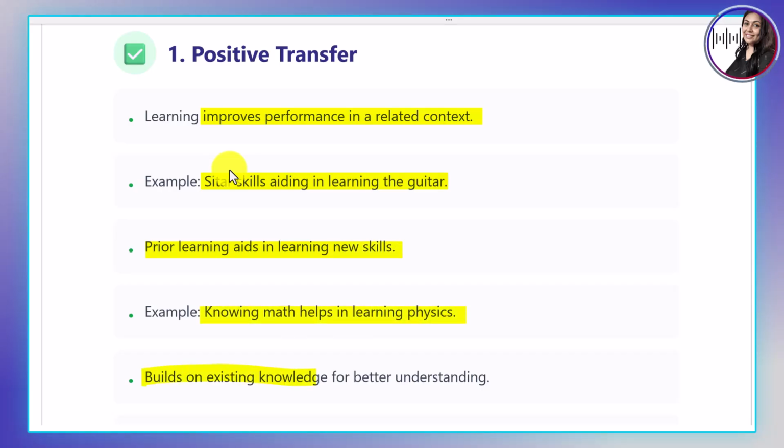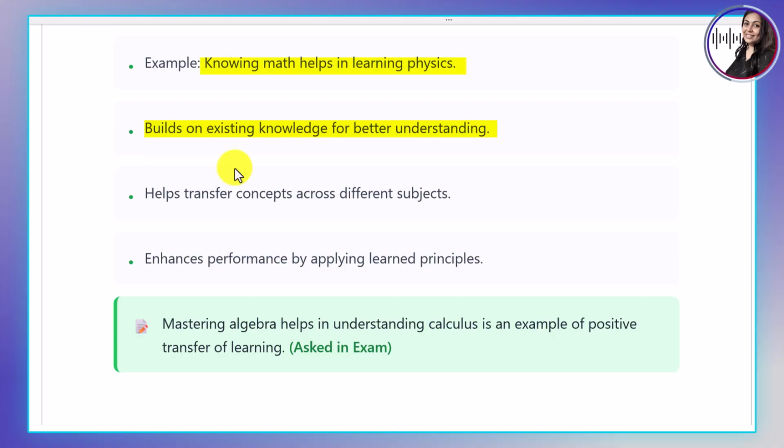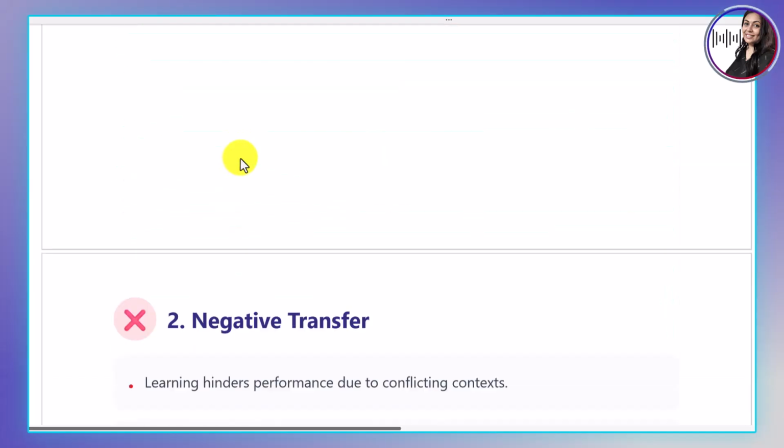In positive transfer, existing knowledge becomes a foundation for new learning, allowing learners to understand concepts more quickly and perform better. From an exam perspective, it is important to remember that mastering algebra helps in understanding calculus, which is a classic example of positive transfer of learning and has been asked in exams.